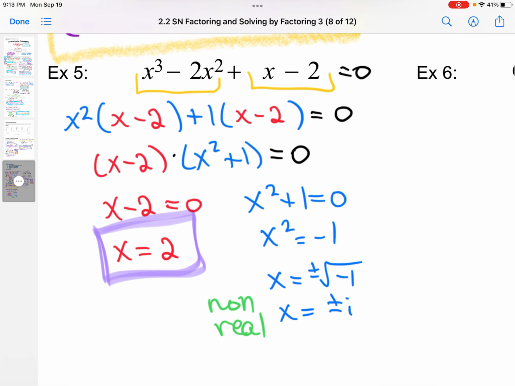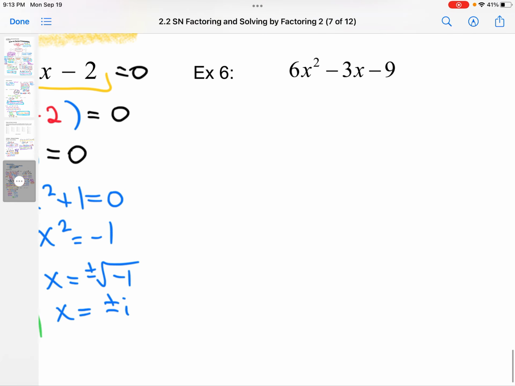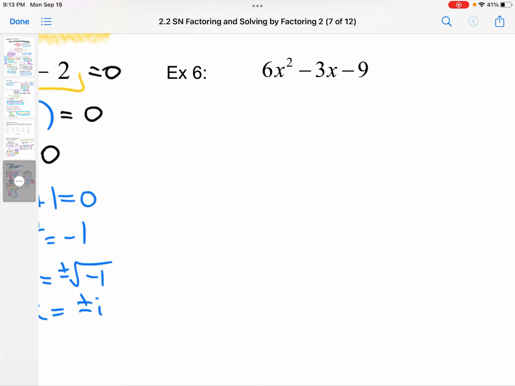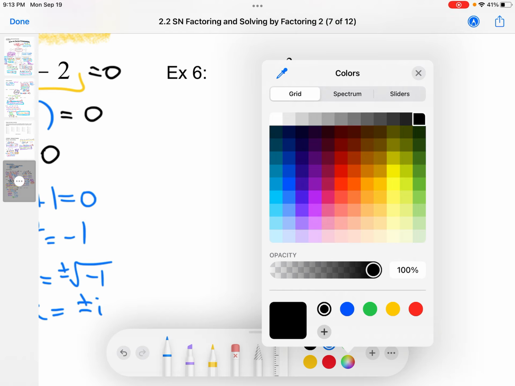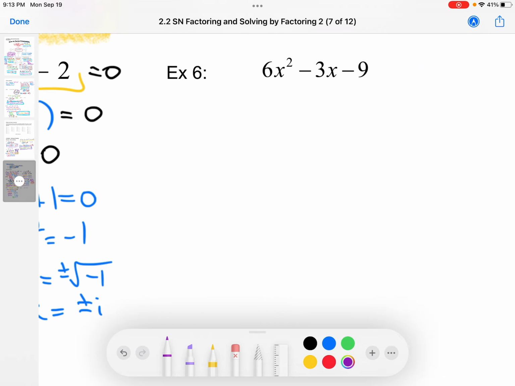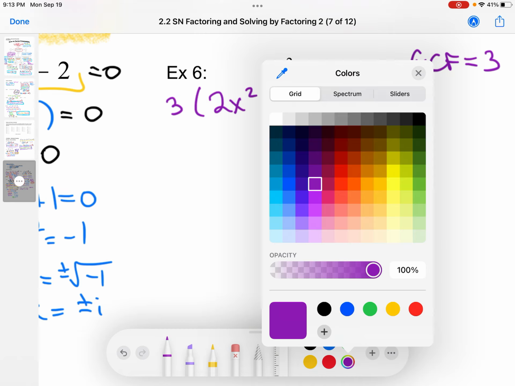All right, then let's look at example 6. First thing we always need to look for is the greatest common factor. And hey, this has one. This has a greatest common factor of 3. So factor out a 3. And we get 2x squared minus x minus 3.